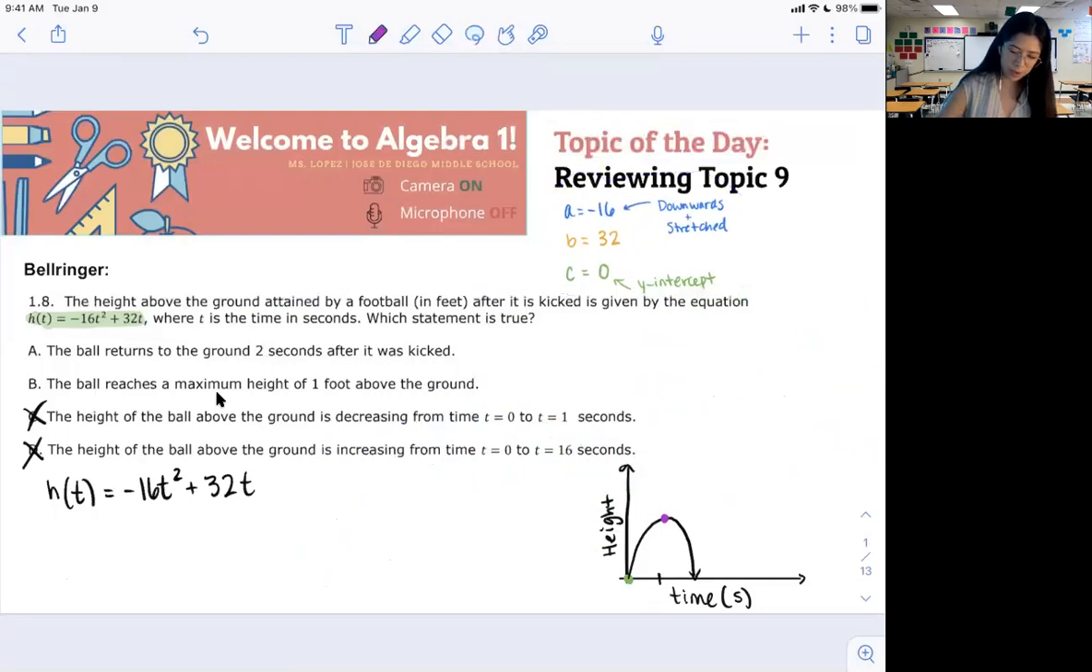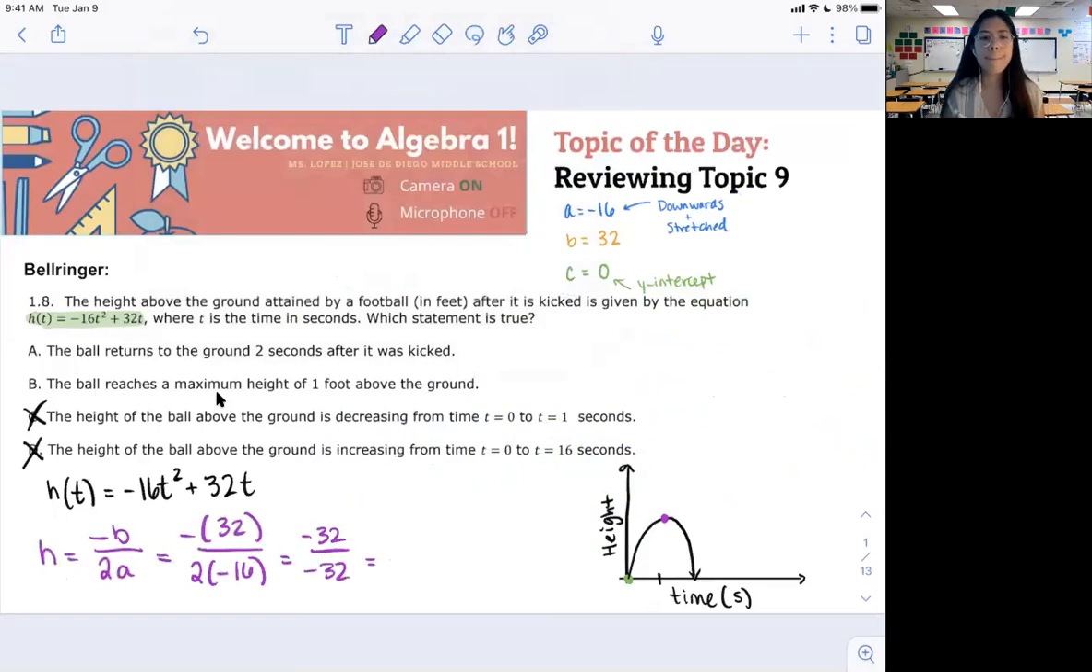Okay. Vertex formula, h equals negative b over 2a. So negative 32 over 2 times negative 16. So this is negative 32 over negative 32. What do I get? 1. So h equals 1. What are the units of that number? Seconds. That's 1 second because that's my h value.